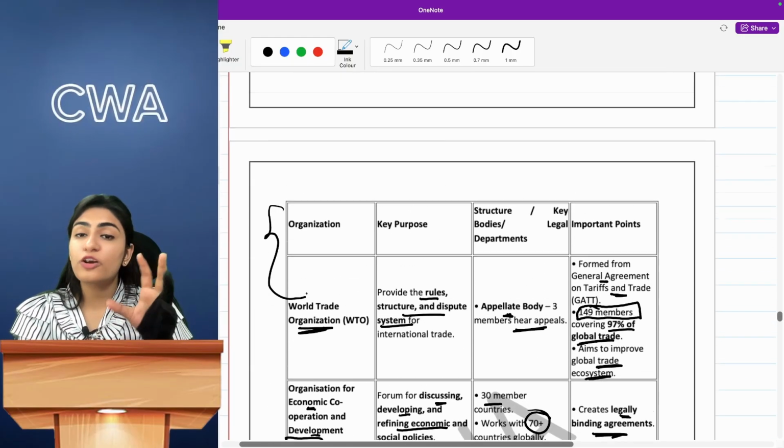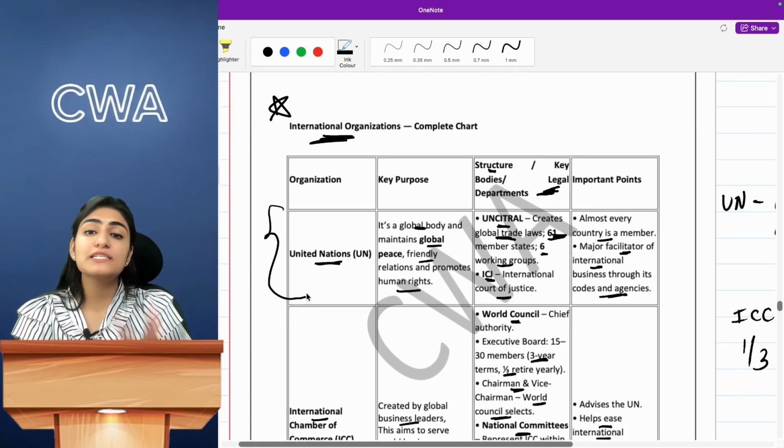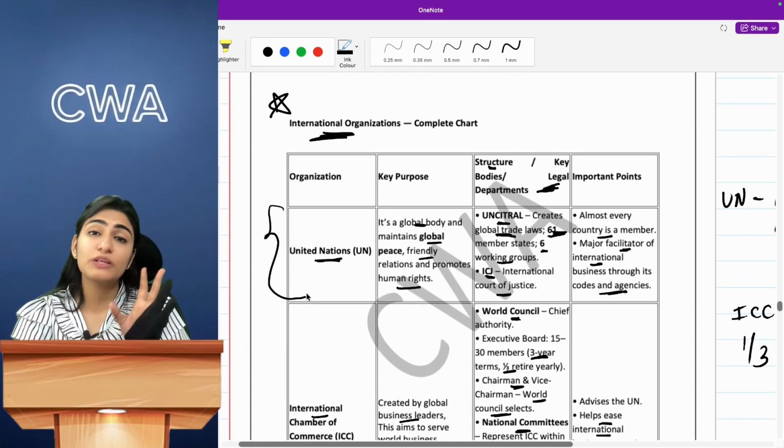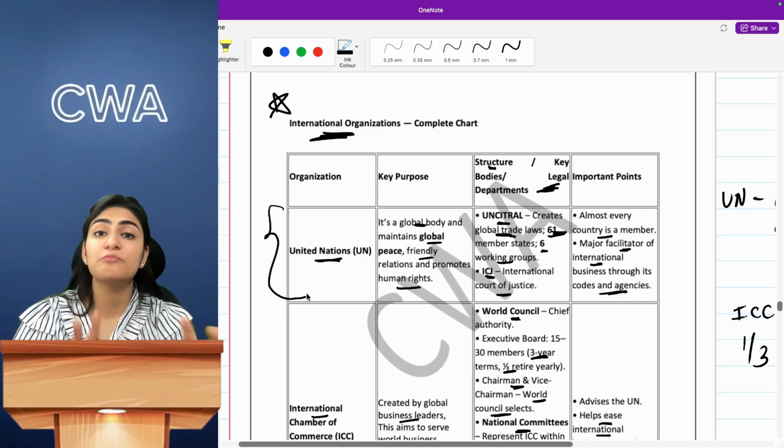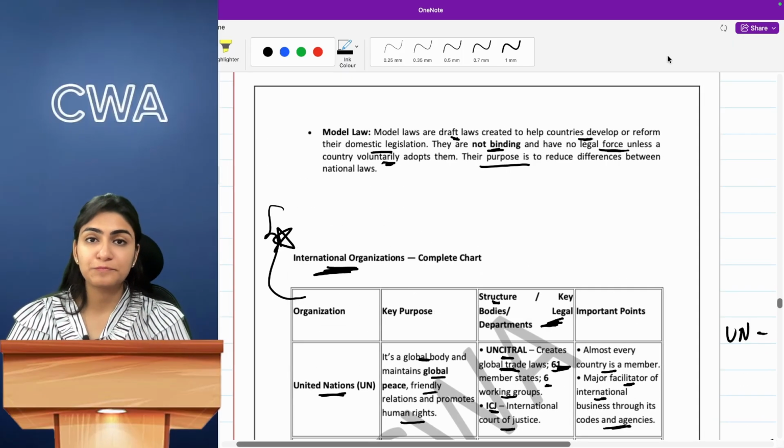The major important part of today's lecture, if I tell you, is this: international organizations. Do remember what they do, how they work, and how many members they have.